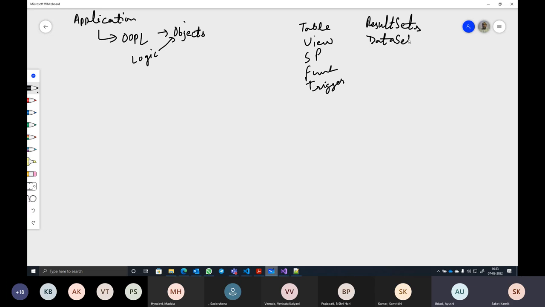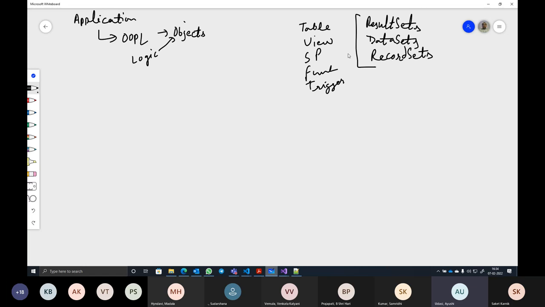Data sets, record sets, different objects we have in different technologies. Do you think the application will be very comfortable communicating with these? And in terms of coding also, do you think the application would be very comfortable using code based on database-oriented things?